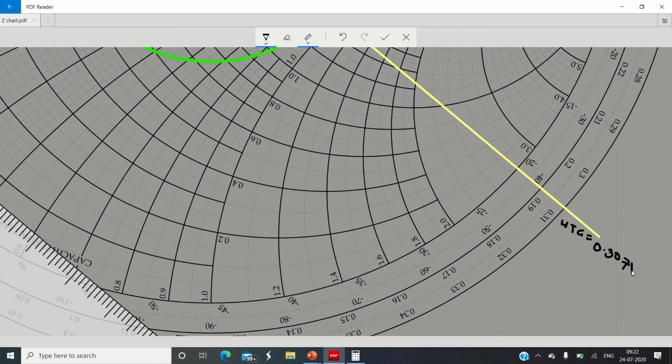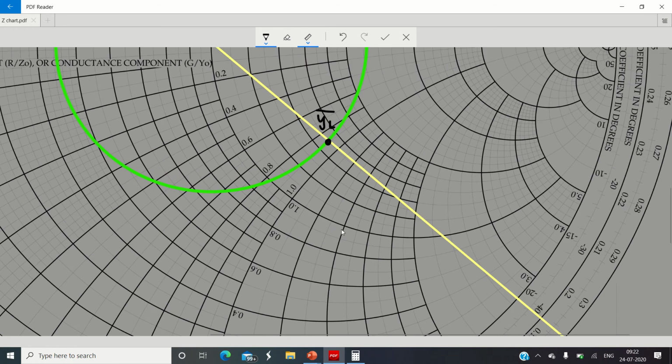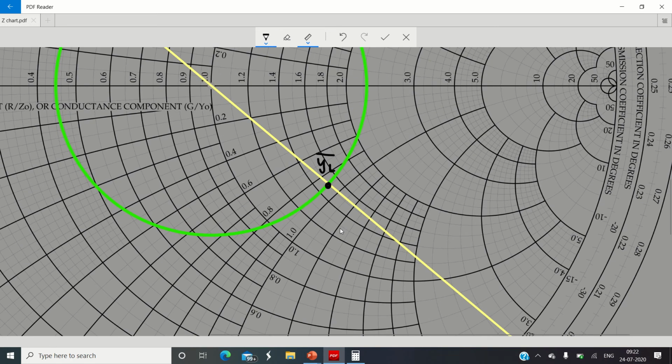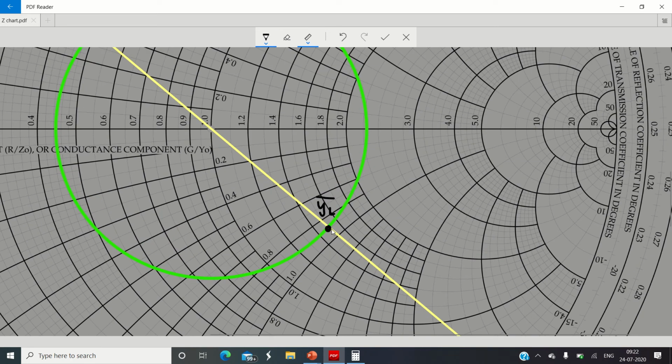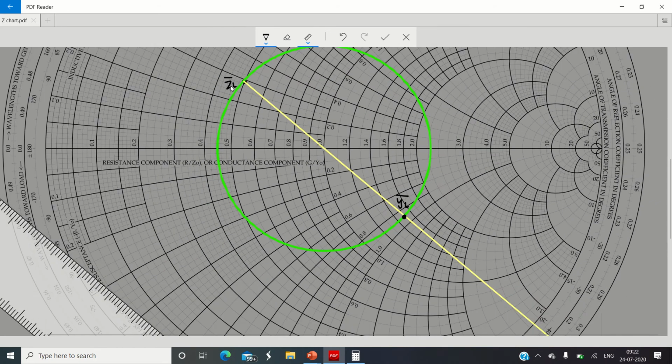0.307 lambda. Please remember, you need to always write in terms of wavelength lambda. You also need to read the value of this particular admittance. Now we know the real part of this admittance is this one, so you can trace the conductance circle. What we have performed is we have converted the ZL bar impedance into admittance.